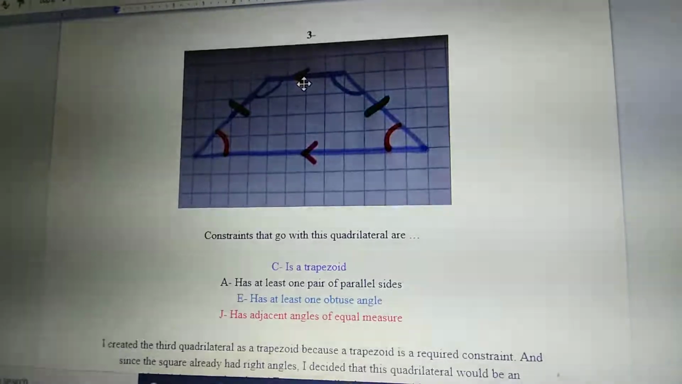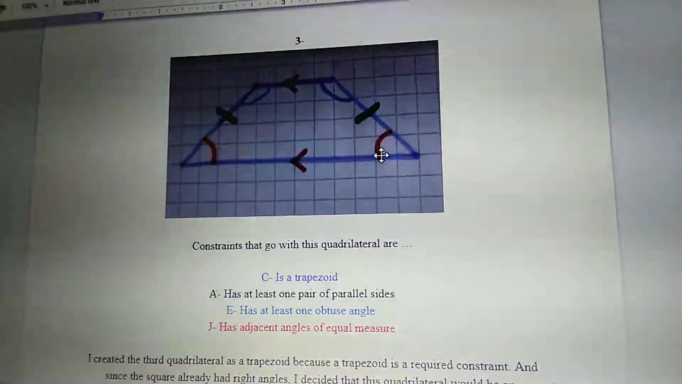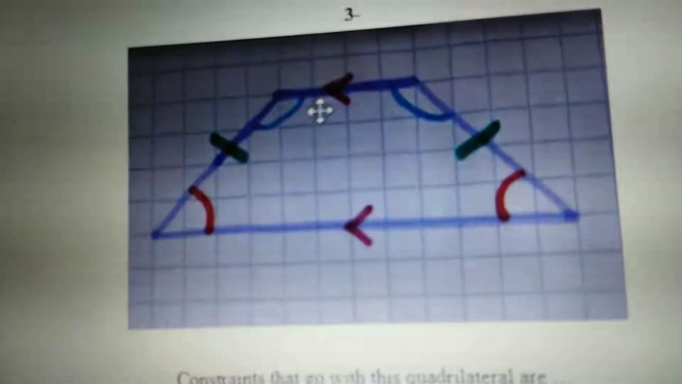And J has adjacent angles of equal measure, and that means that these 2 angles are congruent to each other, and these 2 angles are congruent to each other.